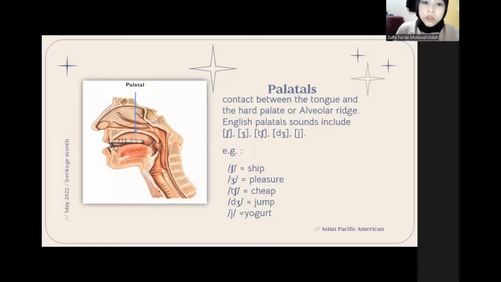Okay, fifth, next we have palatals. Palatal is contact between the tongue and the hard palate, formed by touching the side of the tongue to the roof of the mouth. You create a palatal consonant when you raise the tongue to this point and constrict airflow. The sounds are sh, zh, ch, j, and y. For example, sh, the word is sheep, zh, the word is pleasure, ch, the word is cheap, j, the word is jam, and y, the word is yogurt.